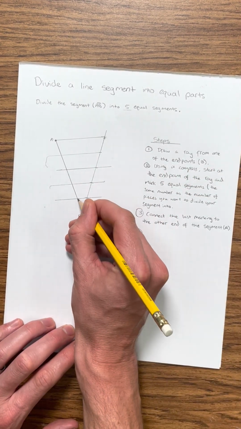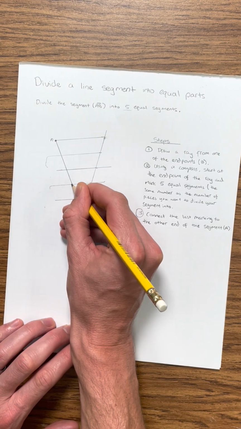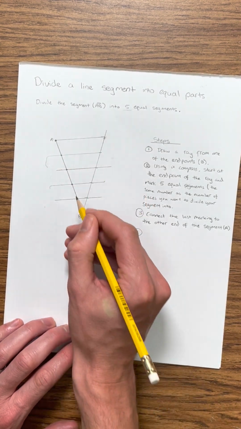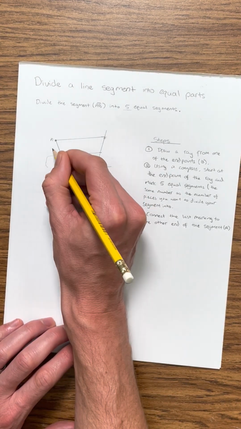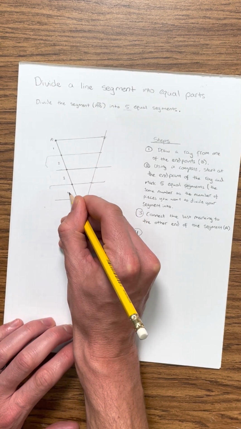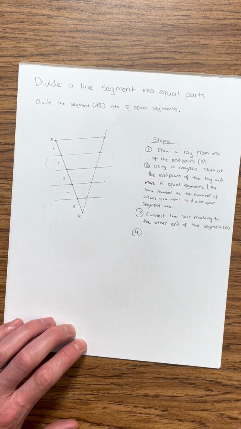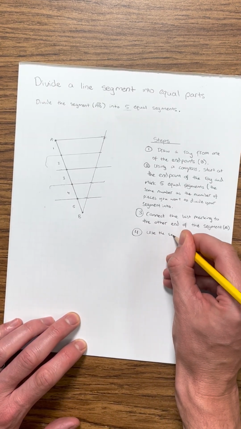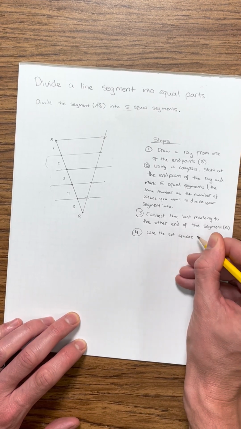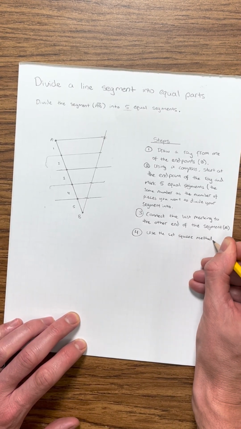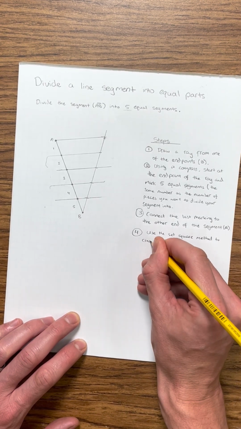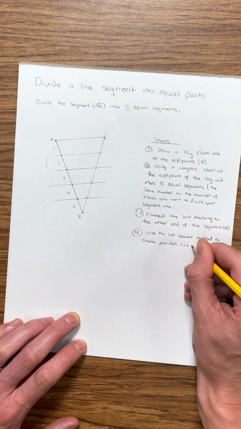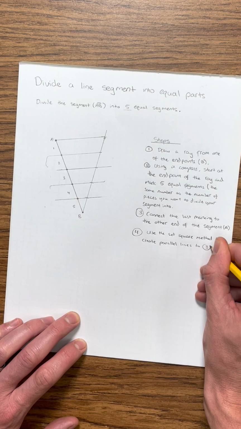So the end result is that where each of those markings passes through, we are going to have points that will divide the line segment AB up into 5 equal pieces. So that last step was use the set square method to create parallel lines to the one in step 3.